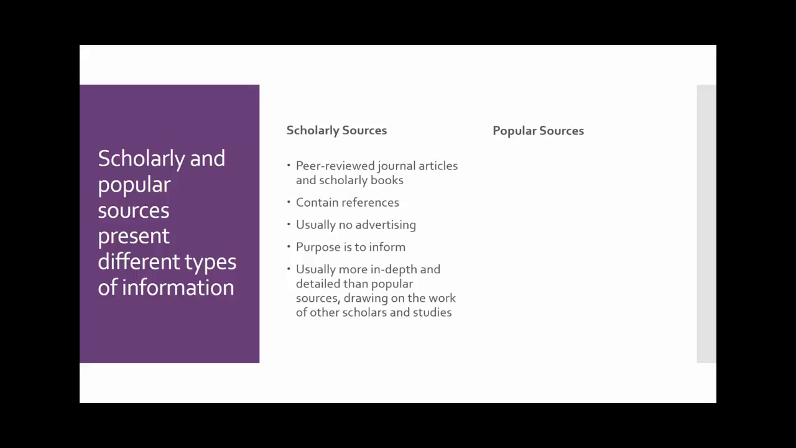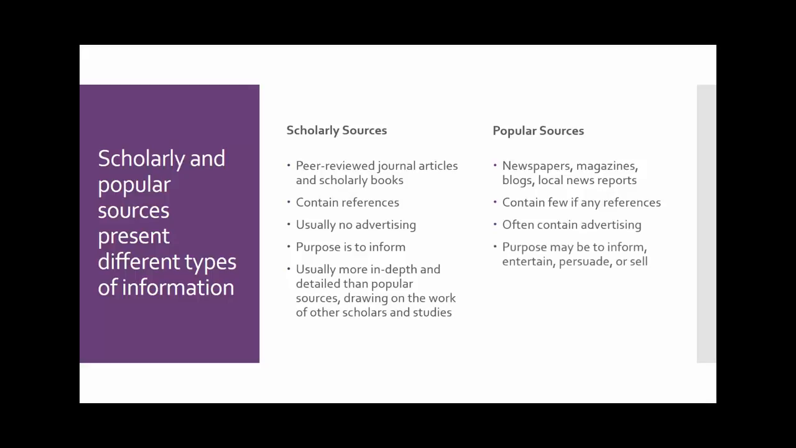Popular sources include newspapers, magazines, TV news reports, and blogs, and they usually lack complete references or may only make passing mention of other studies, reports, or interviews. This makes it harder to verify the information in the source and harder to dig deeper if you want more details. Popular sources often do contain advertising, and although the purpose of some popular sources may be to inform readers or viewers, the purpose may also be to entertain, persuade, influence, or even sell something. Popular sources may be useful for providing a general overview of a subject, but usually do not go very deeply into a topic.